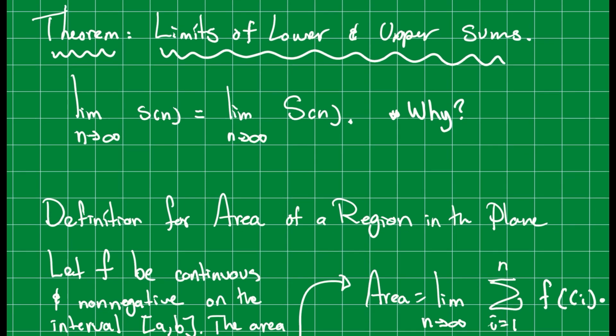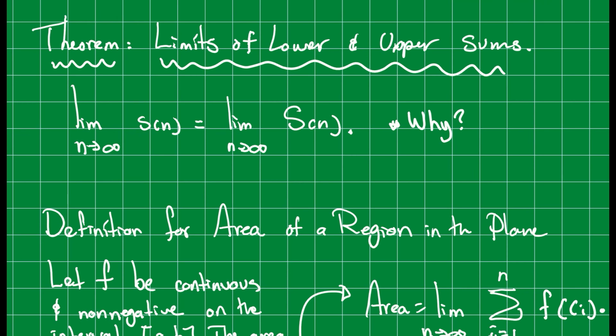Let's actually do a problem where we don't have to do individual calculations, but it does require us to remember some other formulas. So, theorem: limits of lower and upper sums. What is the theorem of limit of lower and upper sum?